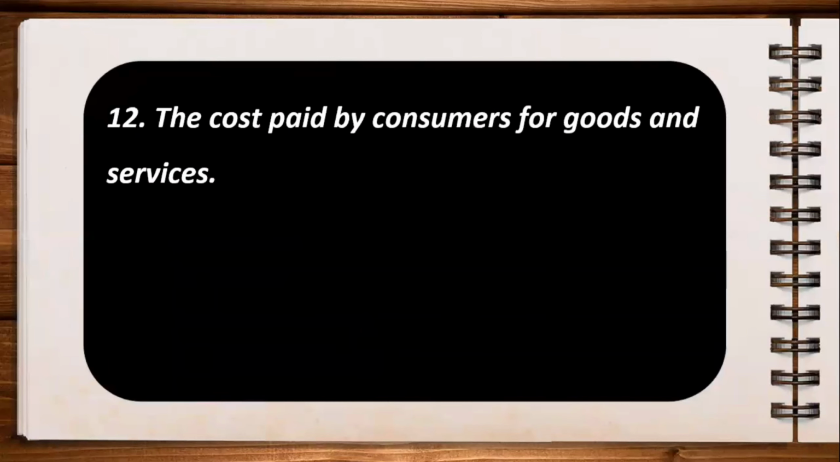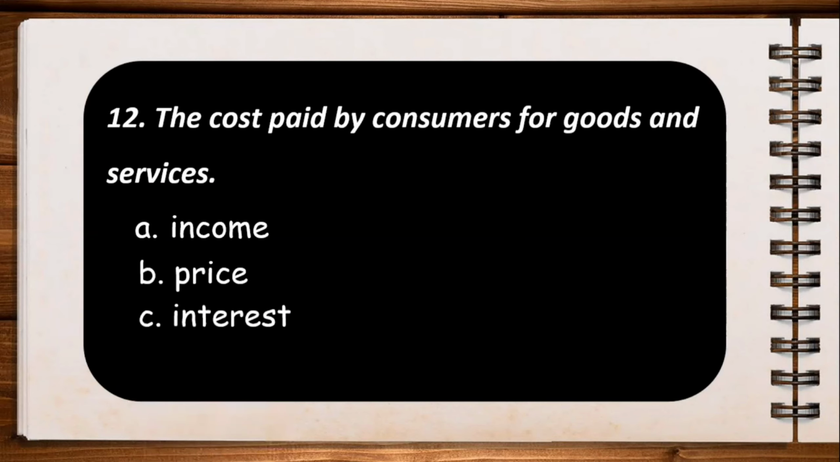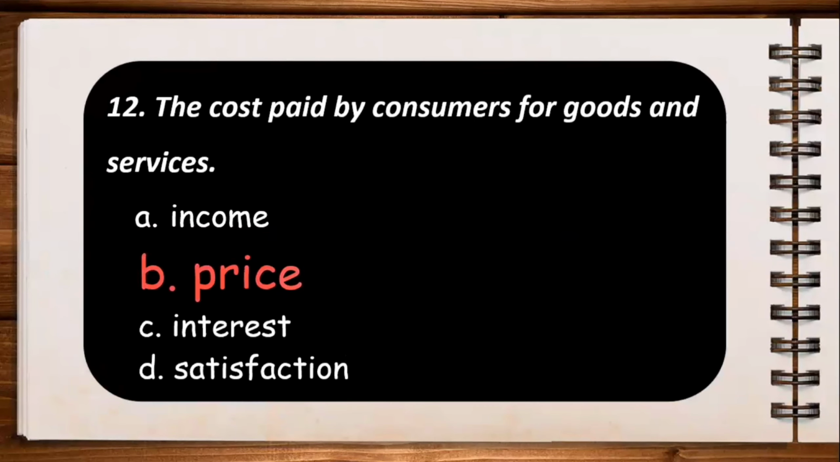Number 12, the cost paid by consumers for goods and services. What do you call that? The cost that we pay. A, income, B, price, C, interest, or D, satisfaction. So the answer is price. We pay for the price, right?